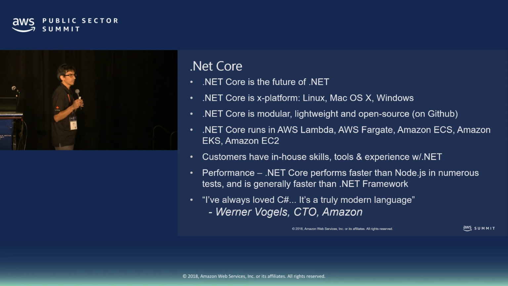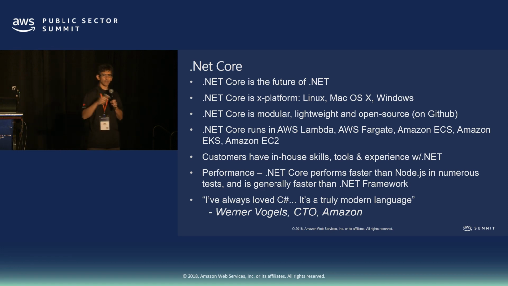So one of the companies, A Cloud Guru, is one of the partners that AWS has. Every year they test Lambda function performance. They were actually surprised to see that .NET Core was the fastest one in their testing. And Werner Vogels loves it. So what else should I say if Werner Vogels likes C#?